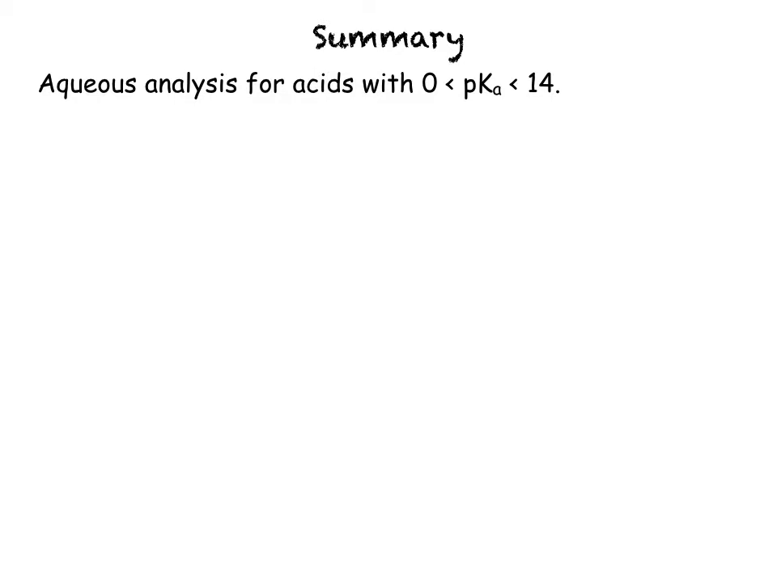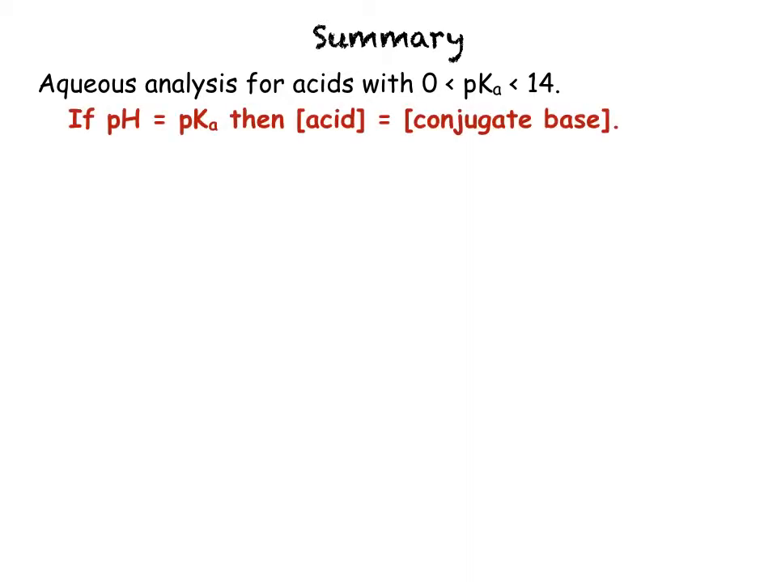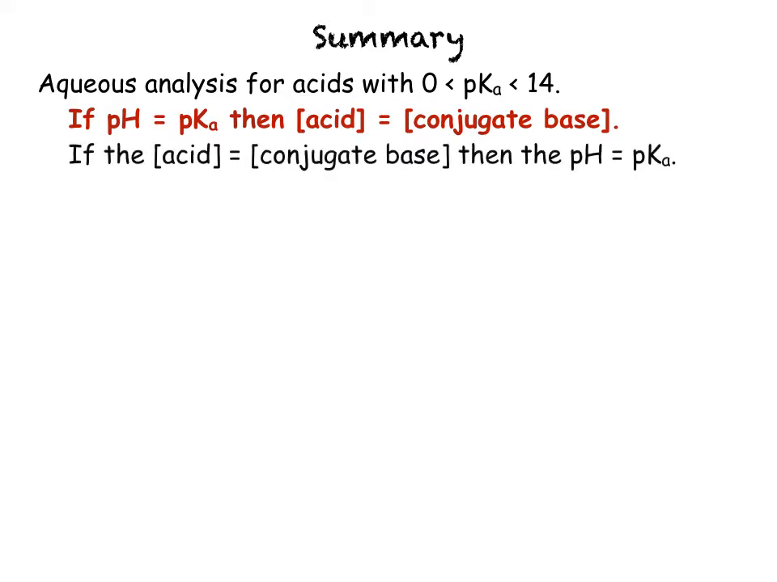So in summary, we've done some analyses for the acids. Remember that these are aqueous, and so the pKa's are between 0 and 14, and know that we can get pH between these ranges as well. If the pKa equals pH, then the concentration of acid equals the concentration of the conjugate base. If the acid concentration equals the base concentration, then pH equals pKa. And so you need to know these backwards and forwards.